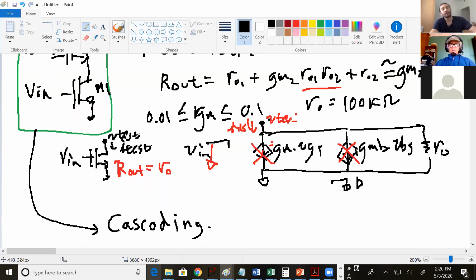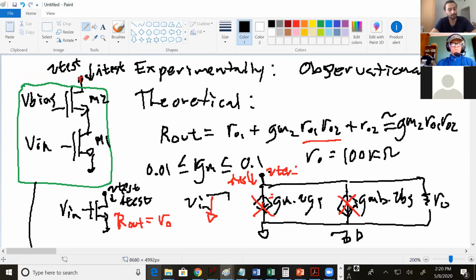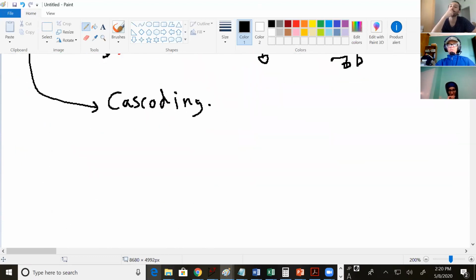Okay, so let's see where cascoding might be useful. Remember, it's just stacking 2 of the same type of transistors. So if it's an NMOS, then it's stacked with another NMOS. If it's a PMOS, it's stacked with another PMOS. If it's an NPN, it's stacked with another NPN. If it's a PNP, then it's stacked with a PNP. So it's 2 of the same kind of transistors stacked on top of each other.